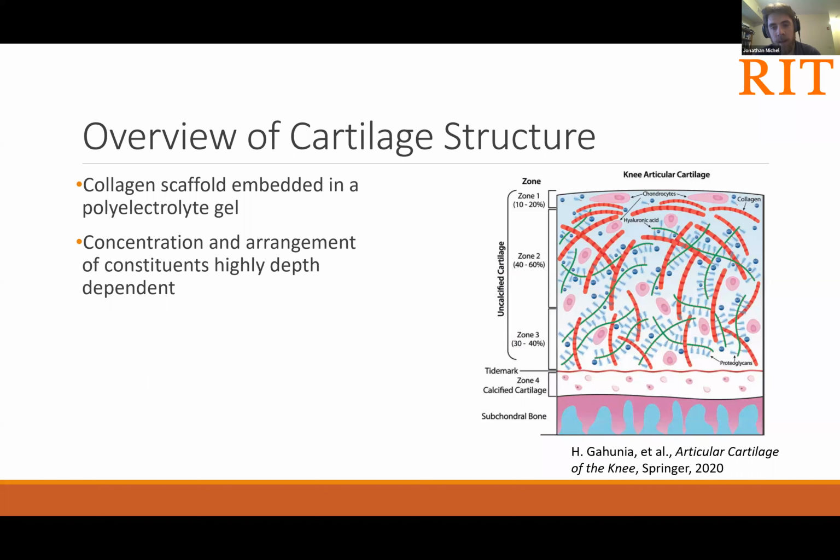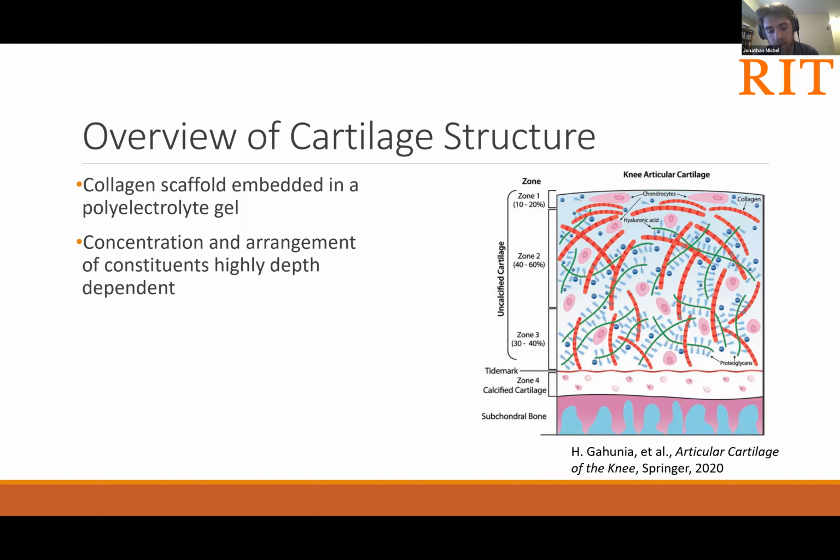So the cartilage in our joints has a scaffold that's made of collagen 2. And then this scaffold is embedded within a polyelectrolyte gel. This structure is very spatially heterogeneous. As depicted schematically in this diagram, the tissue is partitioned into essentially 3 regions: a shallow zone near the surface of the tissue, a mid zone, and a deep zone.